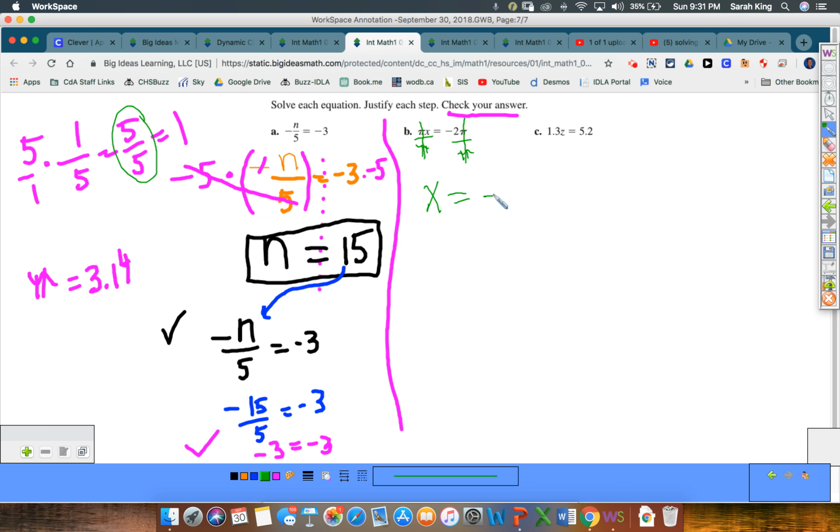All right. And it equals -2. And that's actually your final answer because we isolated the variable. The variable is all by itself on one side. All right, check your answer. So finally, we have to check it at the end.